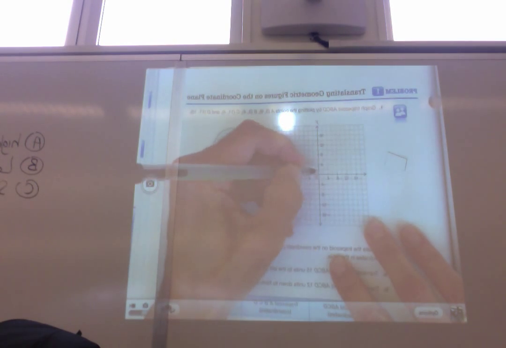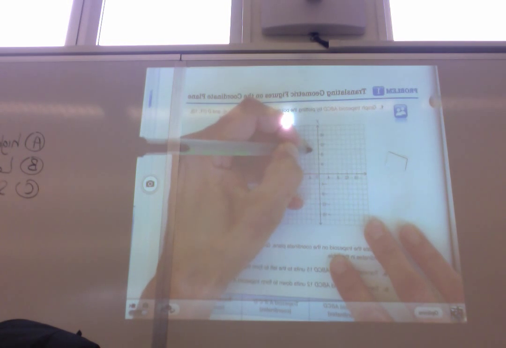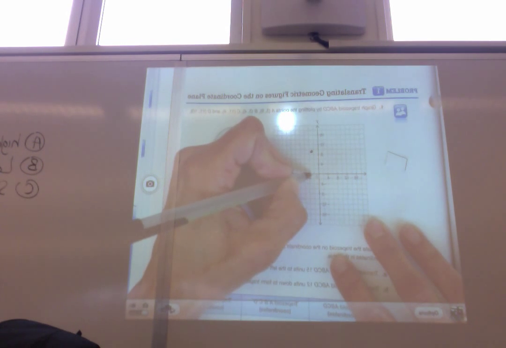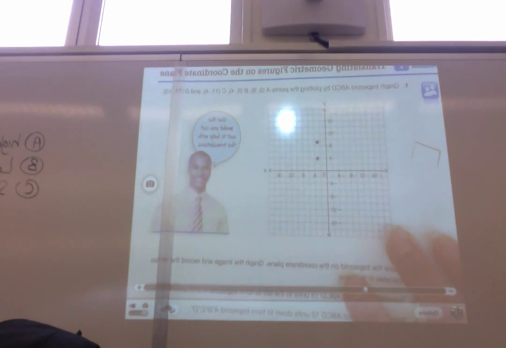A, 3, 9. 3 is going to be right here. 9 is going to be right there. Okay, notice, what do the boxes go by? What's our grid today? 2s. Okay, so look carefully for the odd numbers. 3, 4. 3, 4. And again, 3 is in between two lines because things are going by 2s.